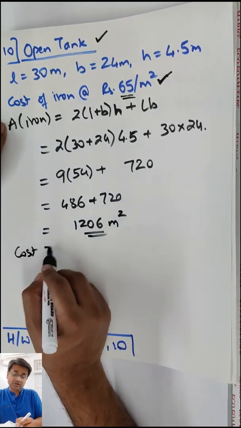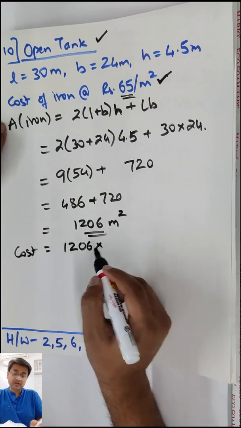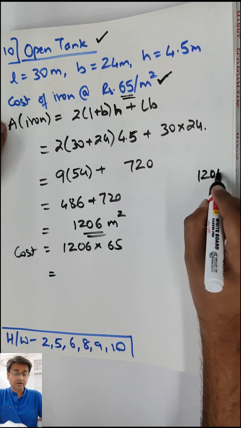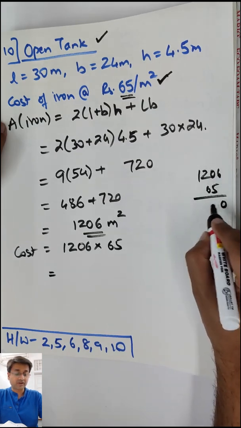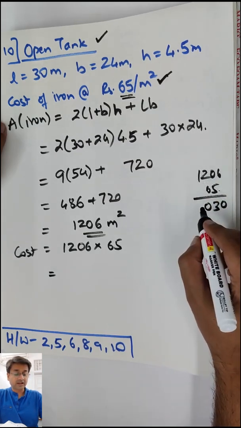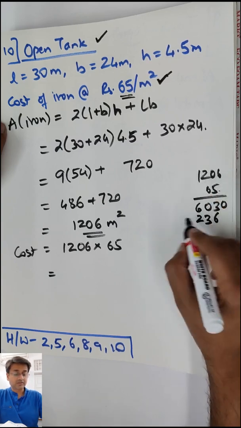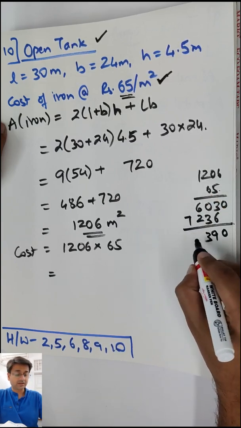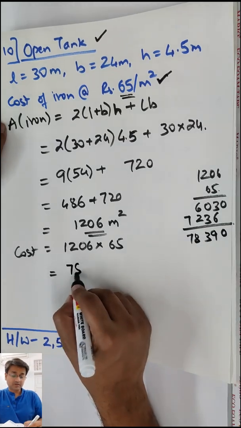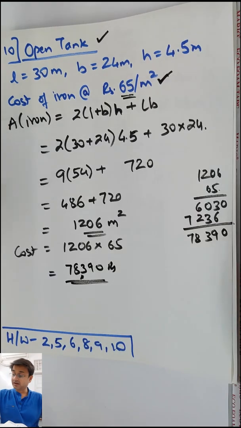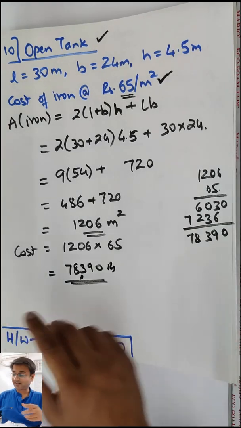And therefore cost should be 1206 multiplied by 65. Oh my god, more calculation. So 1206 into 65. 6 5s are 30. 5 2s are 10. 5 and 1 6. 36. 6 2s are 12. 6 and 1 7. So 09387. So 78390 rupees. 78,390, and this is absolutely correct.